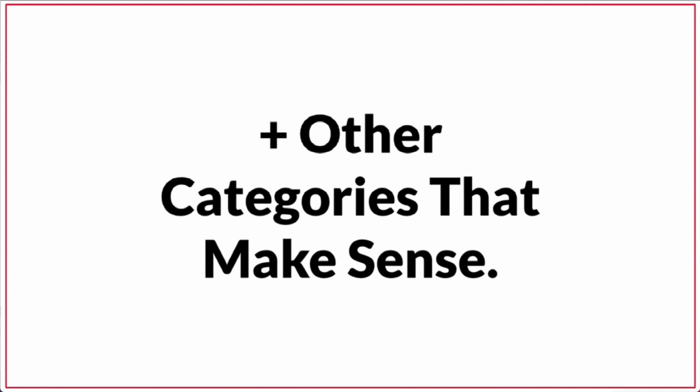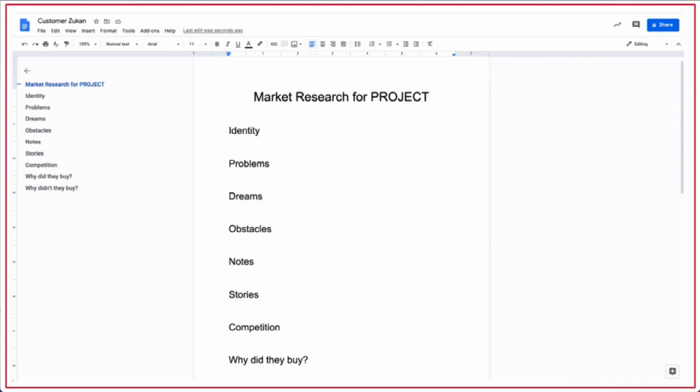So, how do you actually physically lay this out? Well, it looks like this when I do it. I actually have a Google Doc. It looks like this. And I have all those categories running down the document. Identity, problems, dreams, obstacles, notes, stories, competition, why did they buy and why didn't they buy.